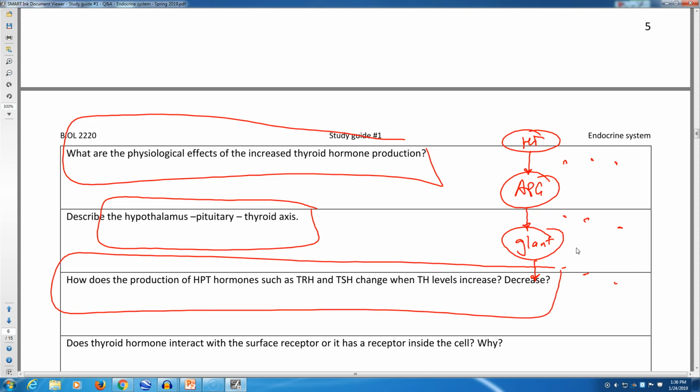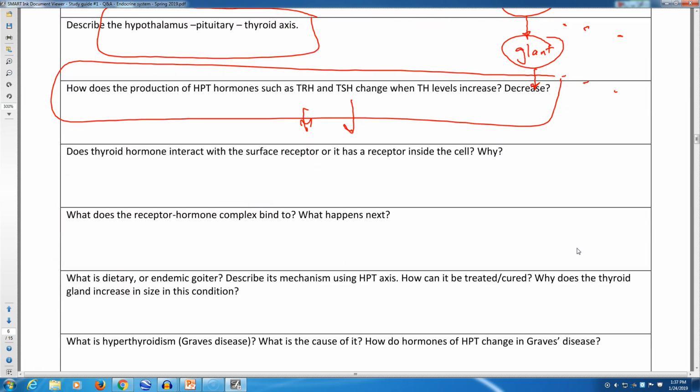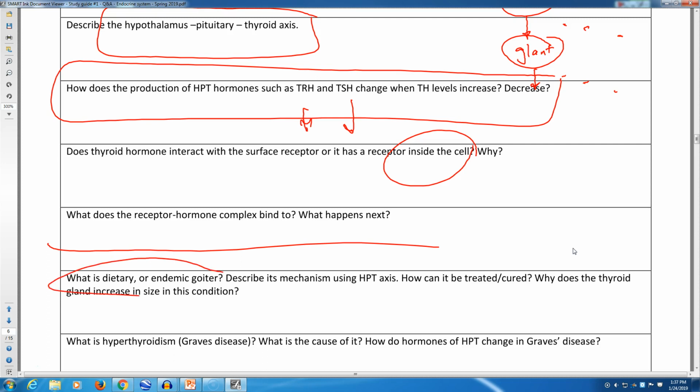This question, if TH levels go up, these two go down, and vice versa. Receptor inside, it's fat soluble. Look, this is again a complex that binds the DNA, stimulates the transcription, translation, whatnot. Dietary goiter: no iodine, no TH, extremely high levels of TSH. It stimulates growth of the thyroid gland, a goiter. Does that make sense?